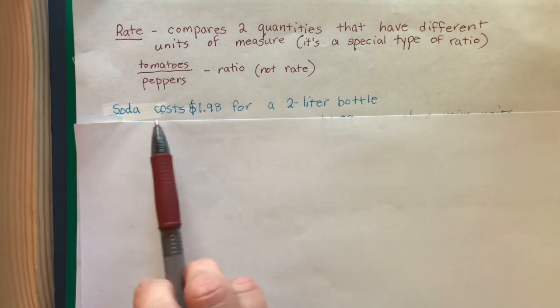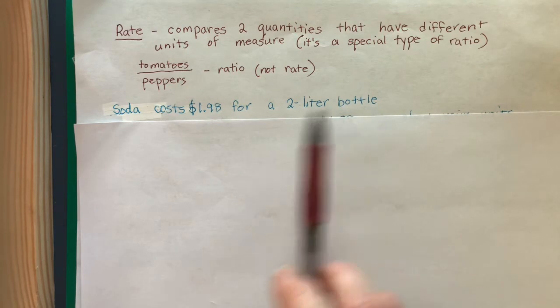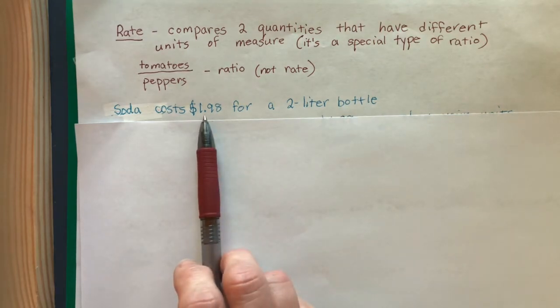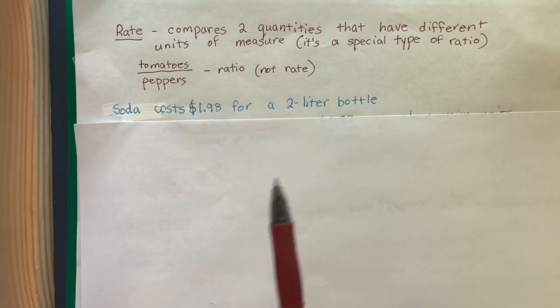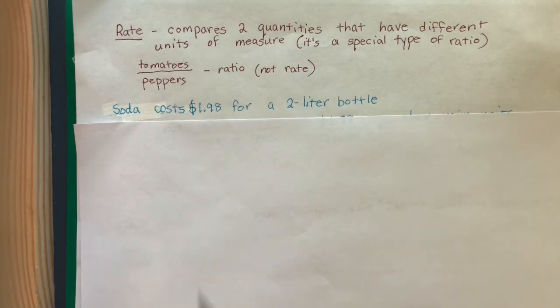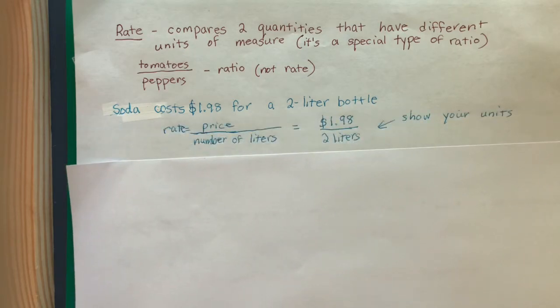Let's say soda costs $1.98 for a 2-liter bottle. Now this one, our units would be dollars. This one, our units would be liters. So they have two different units of measure. And so since they have two different units and we're going to compare them, we're going to call that a rate. So let's look at how we do this.